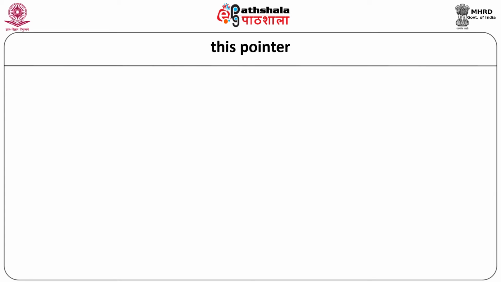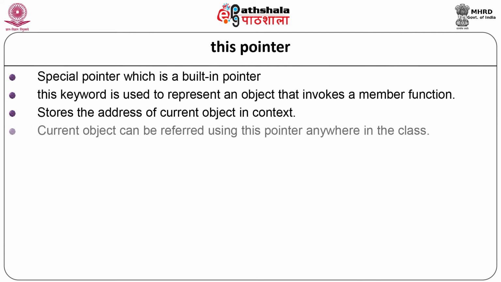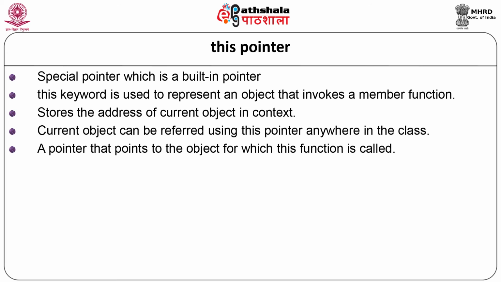Now let us study a special pointer in C++ which is called the this pointer. This pointer is a special built-in pointer in C++. C++ uses a unique keyword called this to represent an object that invokes a member function. It stores the address of the current object in context. The current object can be referred using this pointer anywhere in the class. This is a pointer that points to the object for which this function is called.